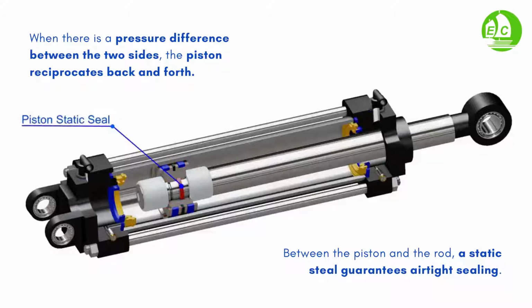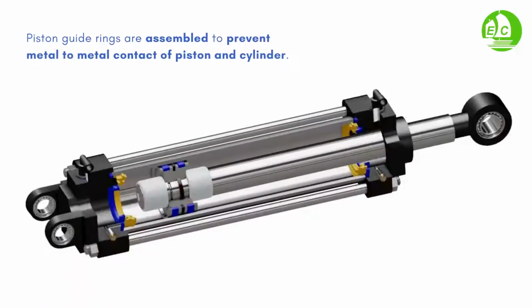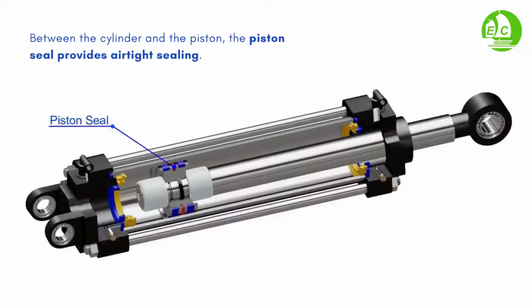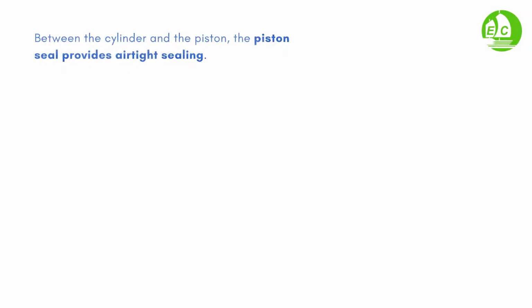A static seal ensures airtight sealing between the piston and rod. Piston guide rings are assembled to prevent metal-to-metal contact of piston and cylinder. The piston seal provides airtight sealing between the cylinder and piston.